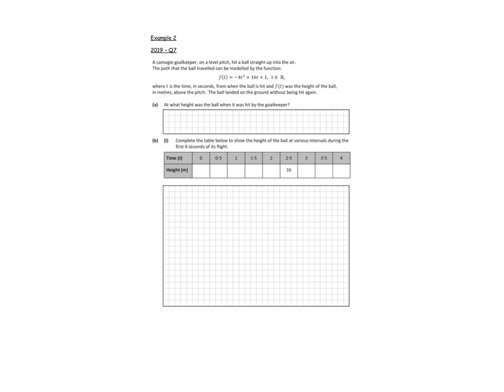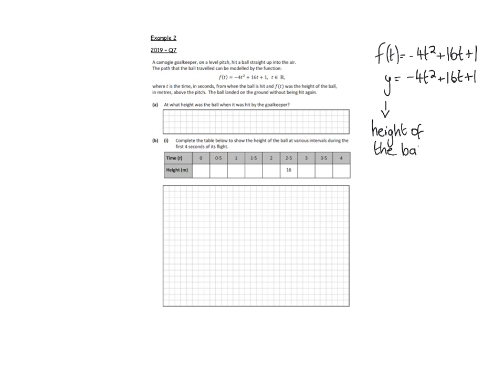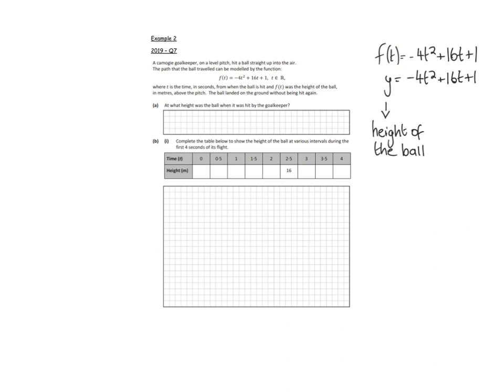So just before we answer any questions that they have here, they've given us the function f of t, which is equal to minus 4t squared plus 16t plus 1. This is the same as writing y is equal to minus 4t squared plus 16t plus 1, where f of t is the height of the ball in meters above the pitch, and t here stands for time.